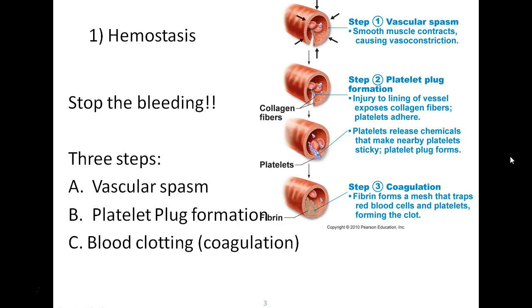Generally speaking, first we're going to get a vascular spasm. That means we're going to get some smooth muscle contracting inside the blood vessel walls, causing vasoconstriction. The next thing we're going to see in hemostasis is the development of a platelet plug. And then thirdly, this idea of blood clotting, that's also called coagulation. This is where we're going to get fibers such as fibrin to form a sort of mesh that traps the red blood cells and platelets, forming a clot, thus preventing the loss of blood.